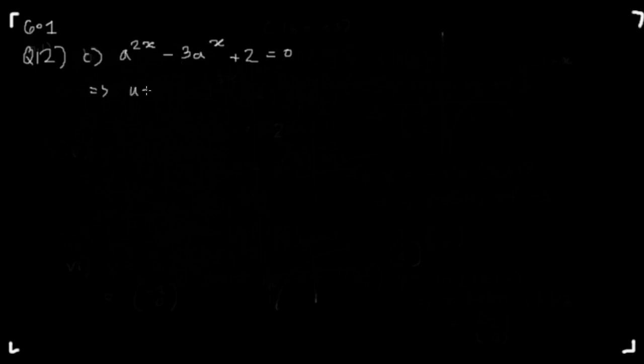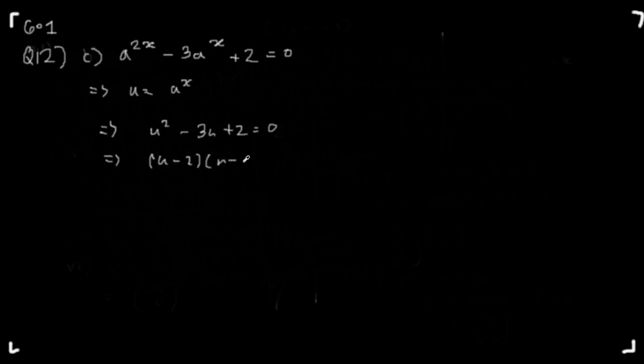Let's take u, which is a substitution. Let's make this equal a^x. So from there we can see that u squared, which is this, minus 3u, which is this, plus 2 is equal to 0, right? Now we can just factor this. You studied this, you know how to factor the quadratic, but this is u minus 2, u minus 1 if you factor this, right?